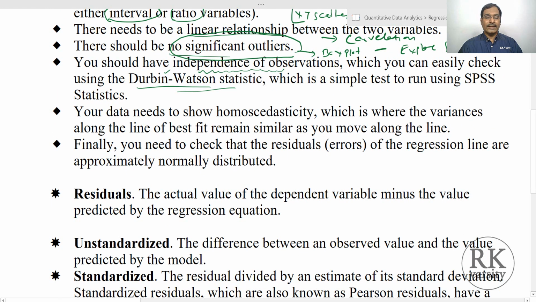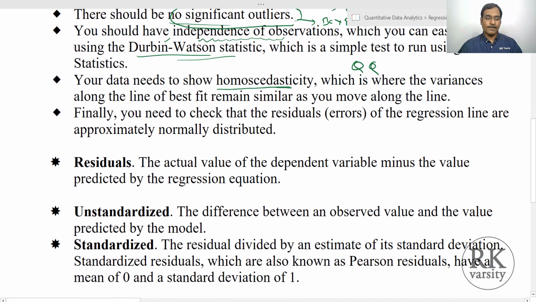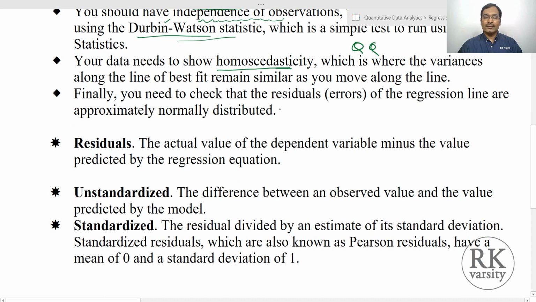Next, your data needs to show homoscedasticity. Homoscedasticity means the variance along the line of best fit remains similar as you move along the line. You can check this with the QQ plots. Then finally, you need to check whether the residuals, that is the errors of the regression line, are approximately normally distributed or not. If the errors are normally distributed, then your model is a good fit model.